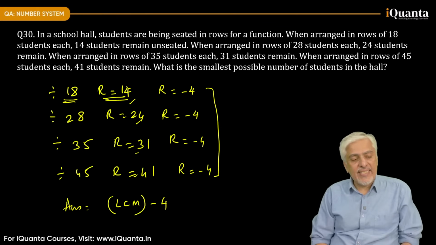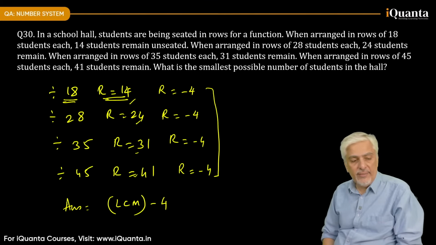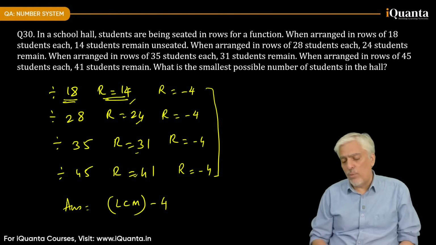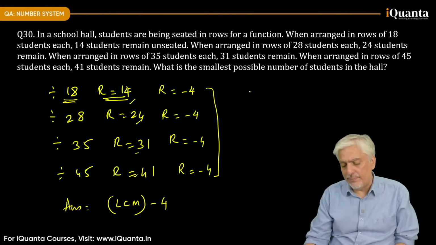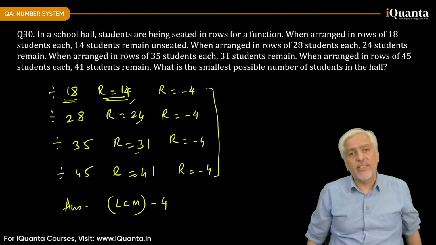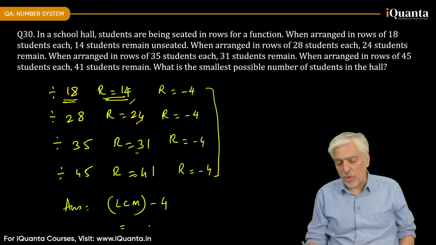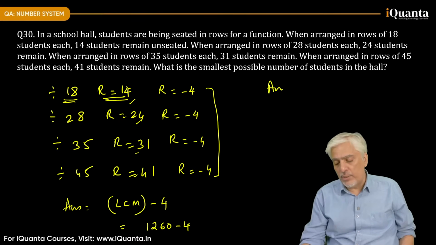So कितना आएगा LCM? 18, 28, 35, 45. जल्दी बोलो. I think 1260 आता है LCM. I think LCM you all will solve on your own, right? LCM will be 1260 minus 40, nahi, minus 4. So answer is 1254. 1256.